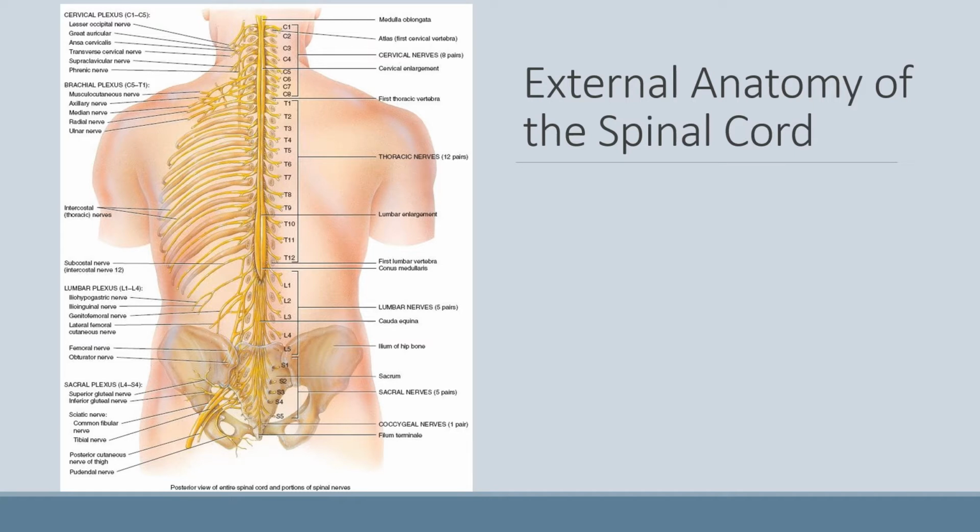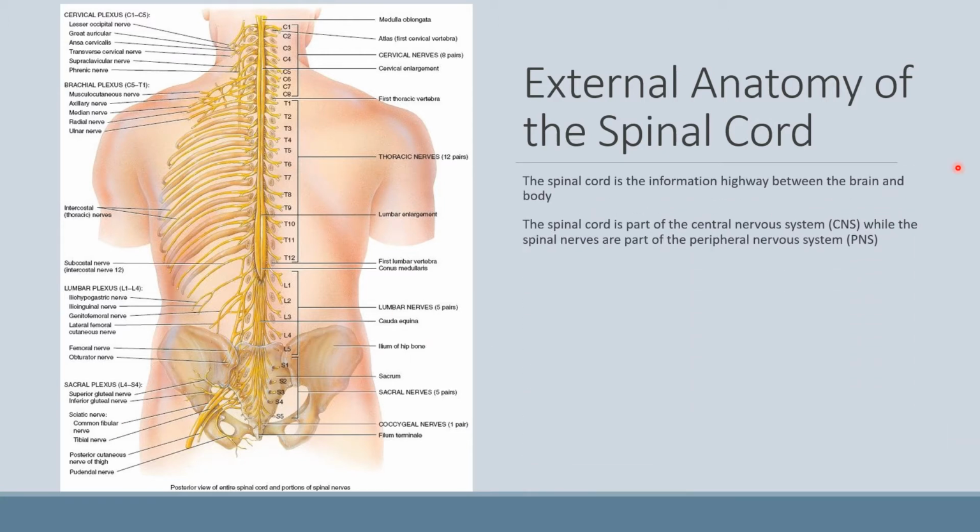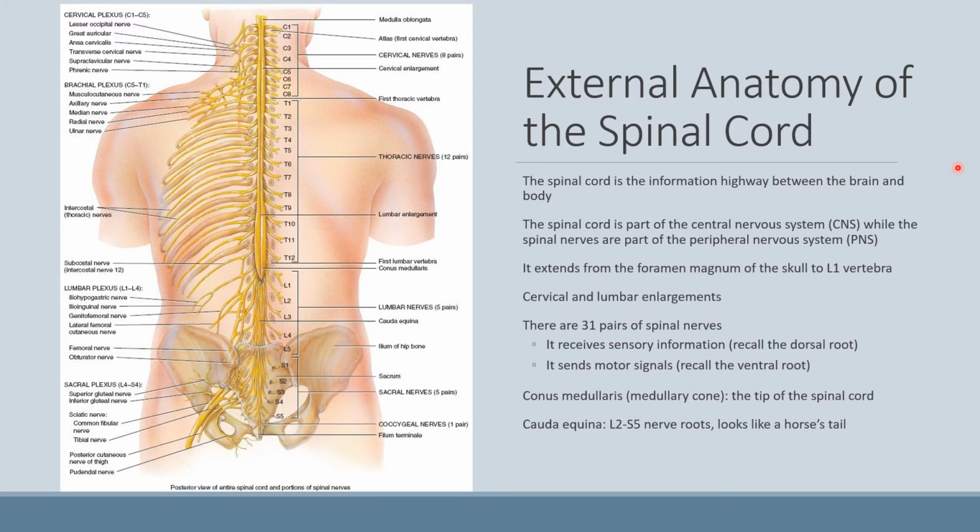Now let's look at the external anatomy of the spinal cord. Now this slide may seem complicated, but it's really not. The spinal cord is the information highway between the brain and the body. The spinal cord is part of the central nervous system, while the spinal nerves are part of the peripheral nervous system. So the CNS consists of your brain and spinal cord. And the peripheral nervous system consists of the peripheral nerves.